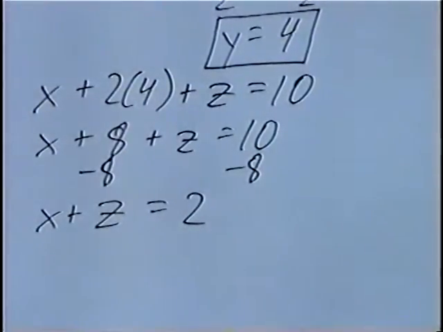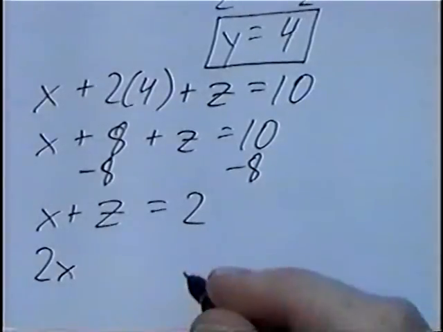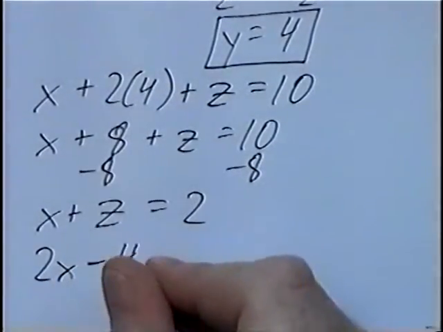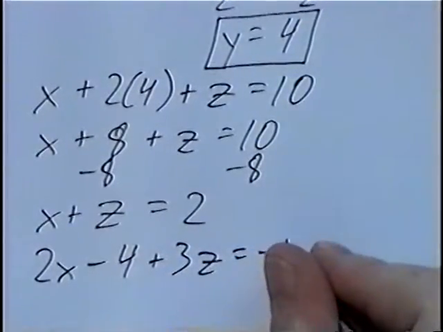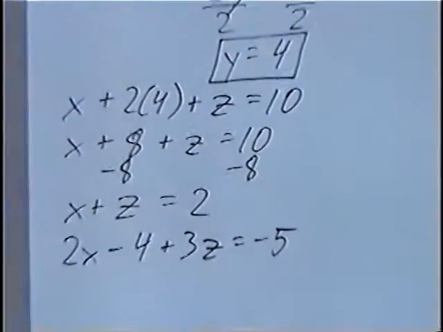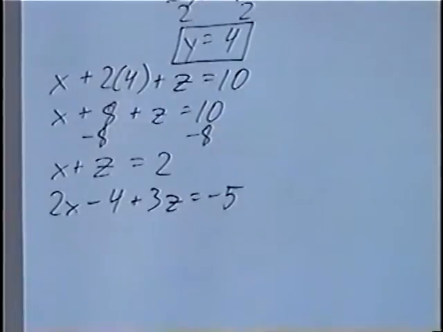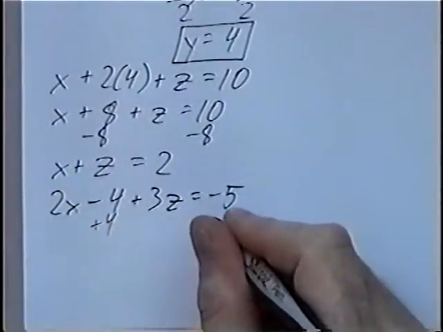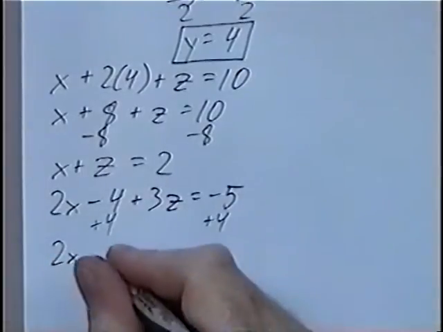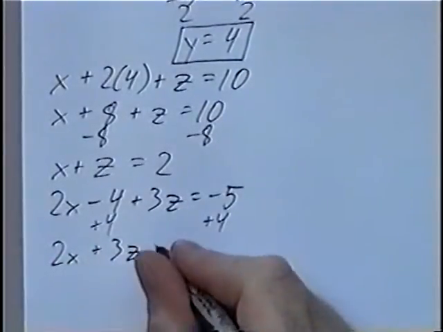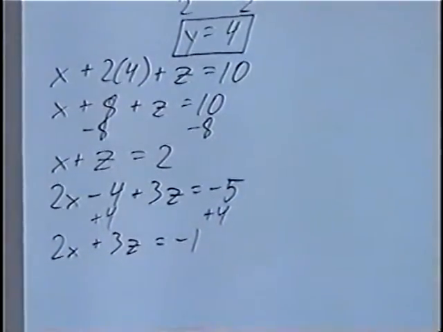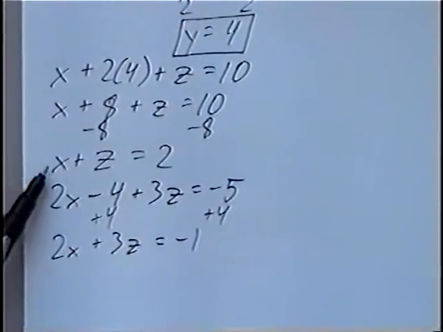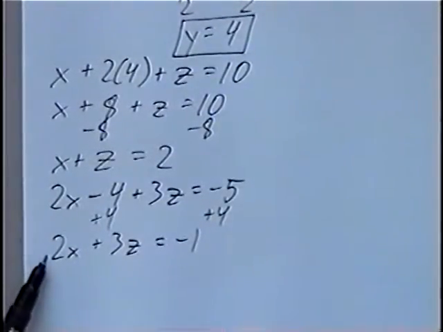Looking at the second equation, if we rewrite that one, we'll have 2x minus y, but y is equal to 4. So 2x minus 4 plus 3z equals negative 5. Simplifying, add 4 to both sides, and we'll have 2x plus 3z equals negative 1. After solving for y and plugging it back into the first two equations, we have x plus z equals 2 and 2x plus 3z equals negative 1.